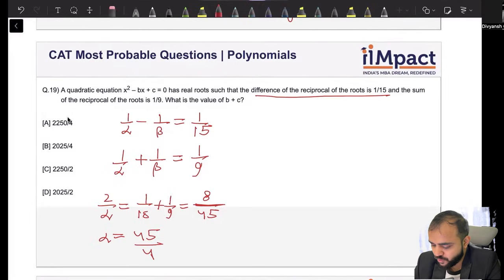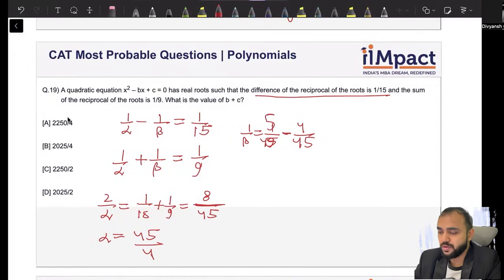I'll get 1 by beta as 1 by 9 minus 1 by alpha, which is 4 by 45. So I can write this as 45 and above I can write as 5. So 1 by beta becomes 1 by 45, or beta becomes 45. Now they are asking me for the value of b plus c.